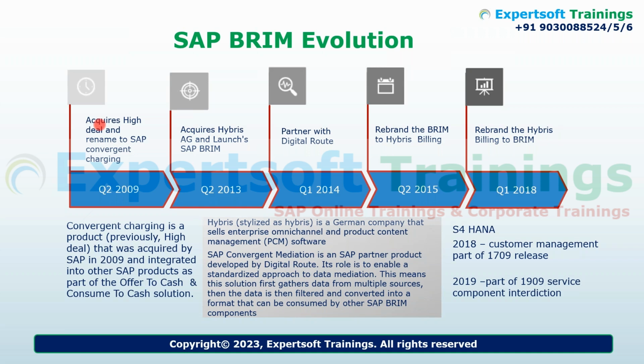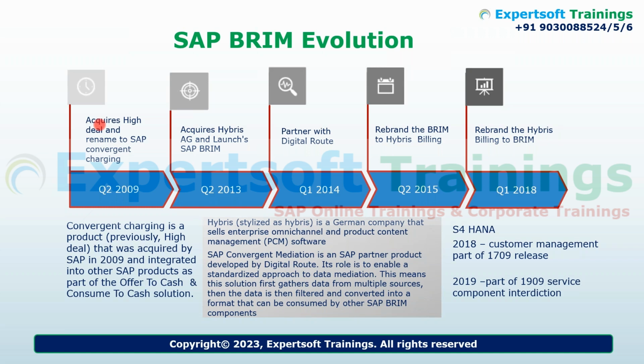Around 2009, they integrated with ECC and started providing a solution called consumption to cash, or offer to cash, whatever we call it, right? So earlier it was order to cash, and around 2009 they started offering offer to cash and consumption to cash solutions. It was the starting period, around 2009 Q2. Later they acquired Hybris around Q2 2013.